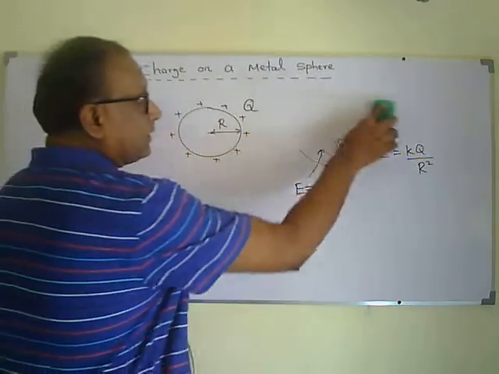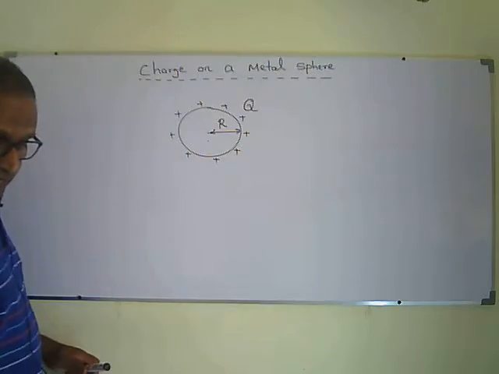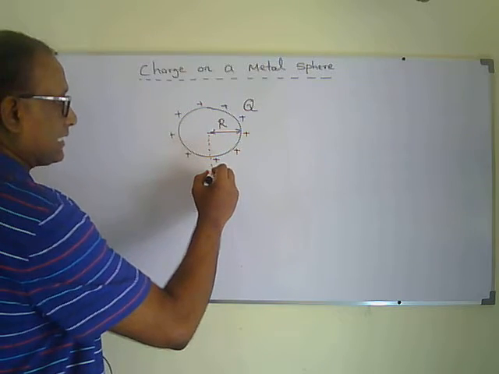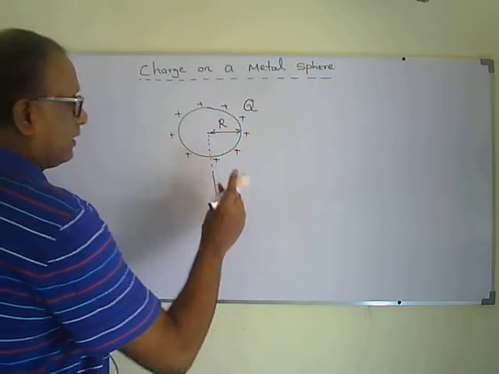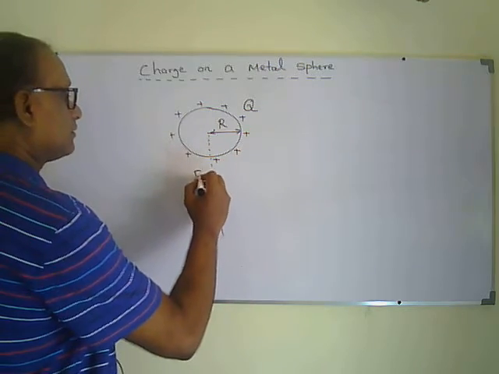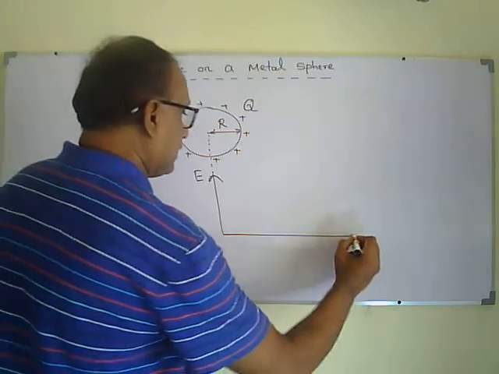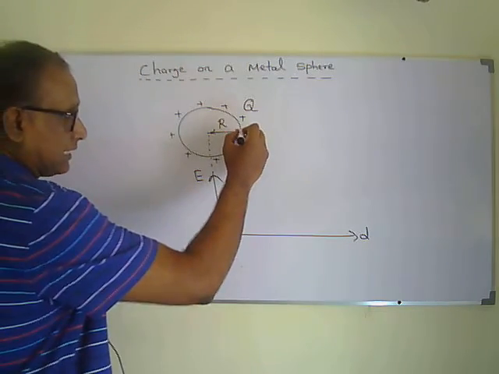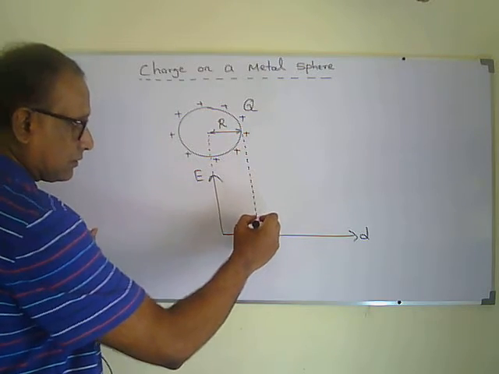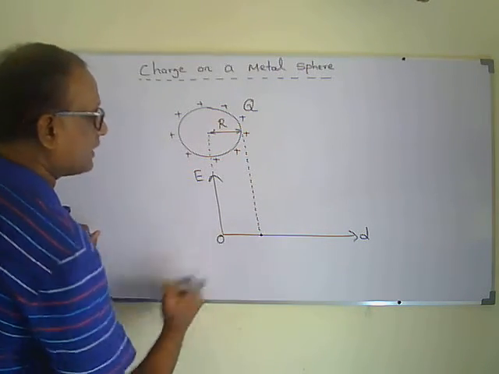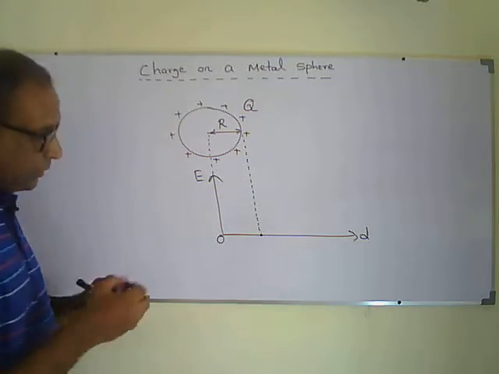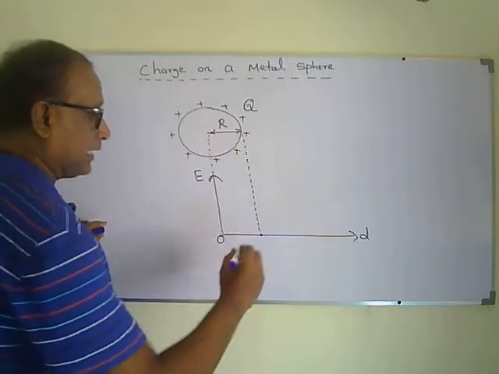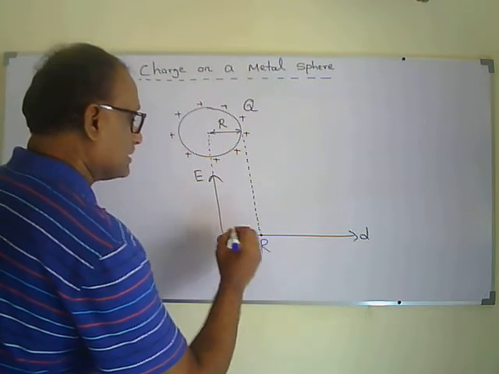So I can draw the graph of electric field strength against distance. I can say this is the y-axis, electric field strength, and this is the distance from the center. I measure it from the center. So up to the radius, the electric field strength will be equal to 0. I can draw up to d equal to capital R, the radius.